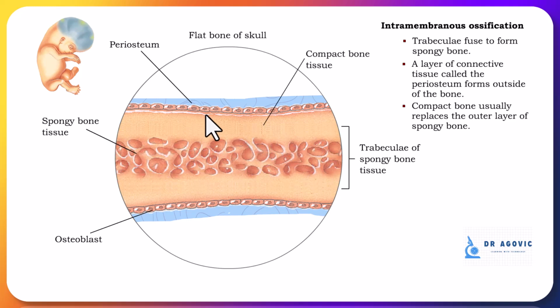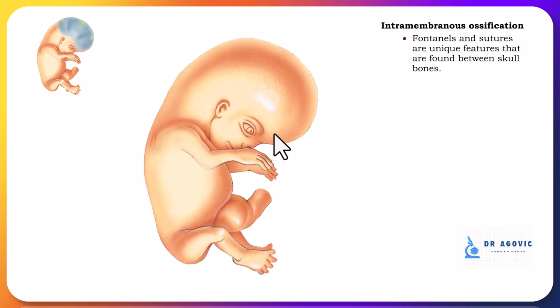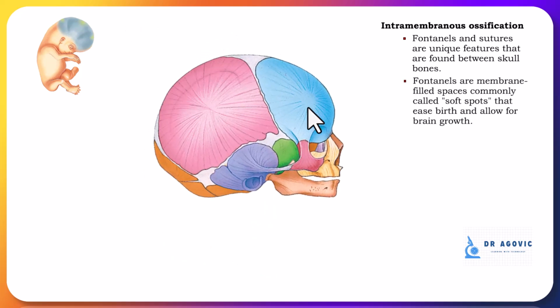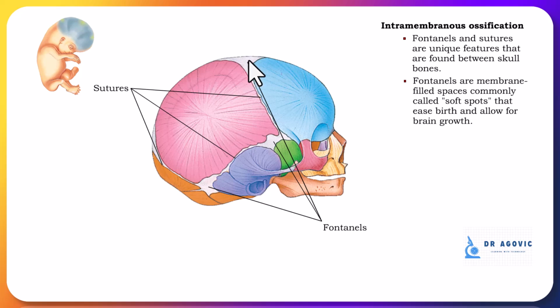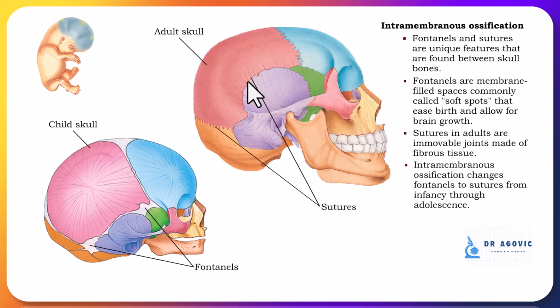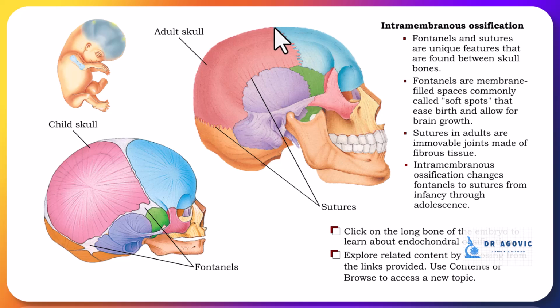Intramembranous ossification also occurs with skull bones in childhood. At birth, skull bones are separated by fontanelles, or soft spots, and also sutures, immovable joints made of fibrous tissue. Fontanelles in the fetal skull allow for easier passage through the birth canal and rapid brain development up until adolescence. The fontanelles slowly ossify into sutures, providing the brain with greater protection.